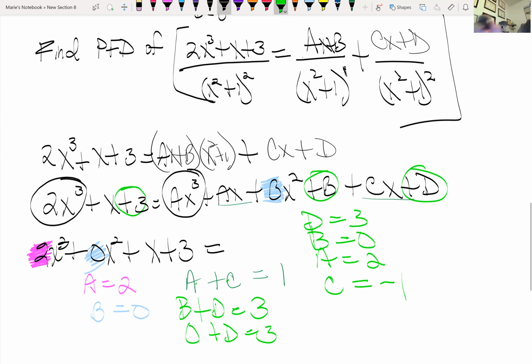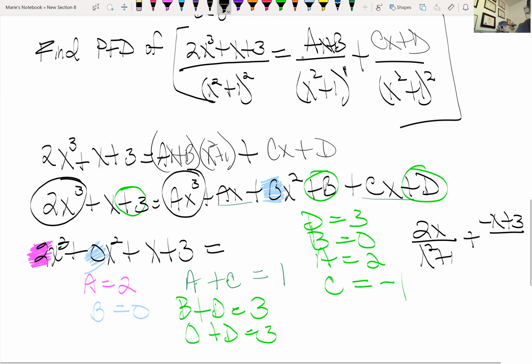And so if we write this answer down, this will be 2x over the x squared plus 1 to the first power, plus the cx plus d, so that'll be -x plus 3 over our x squared plus 1 squared. So the question you had initially, just fill it in with the 0x squared. I thought you meant in the setup. In the setup, other than this, that doesn't really matter.